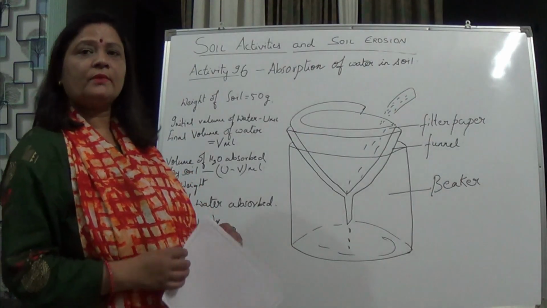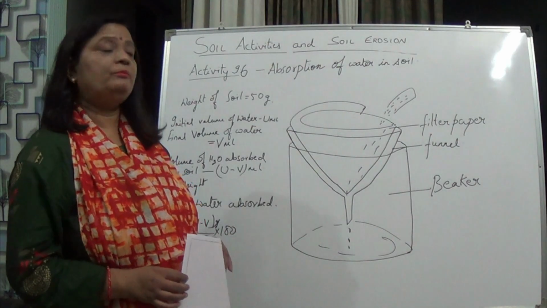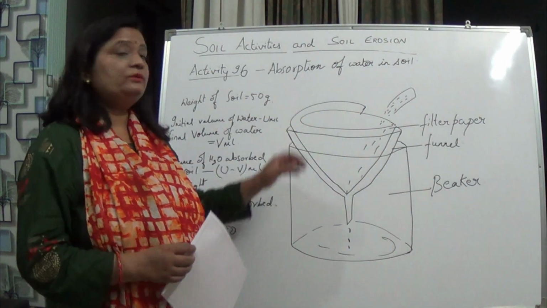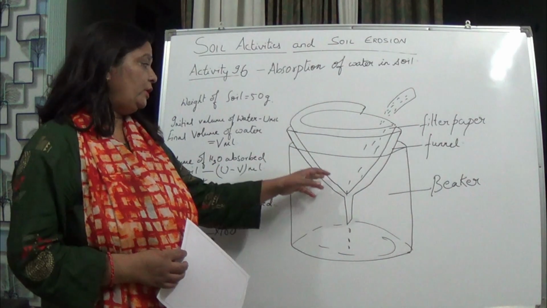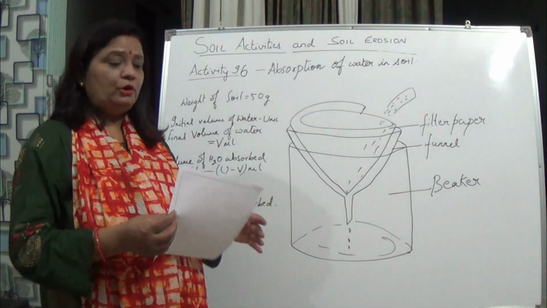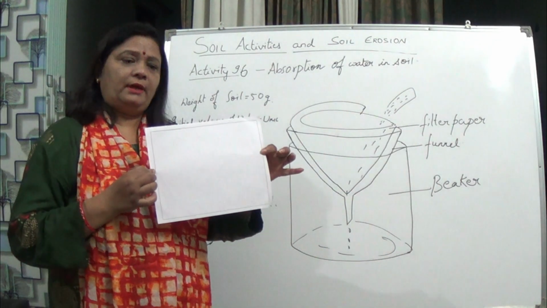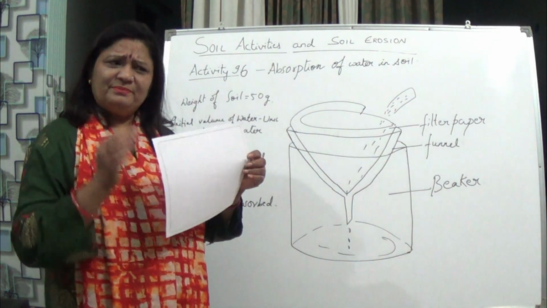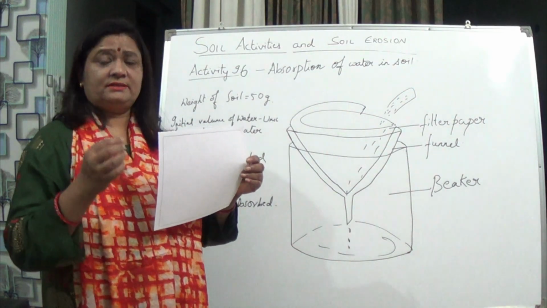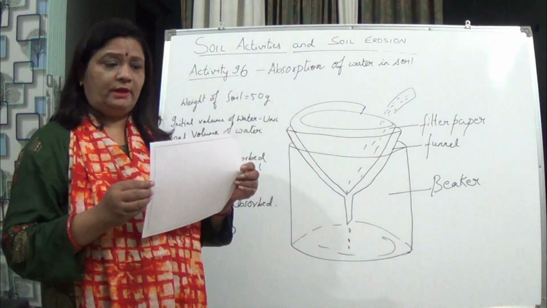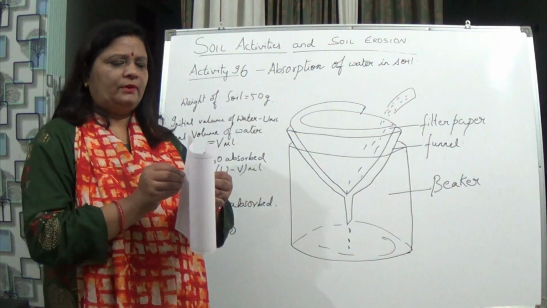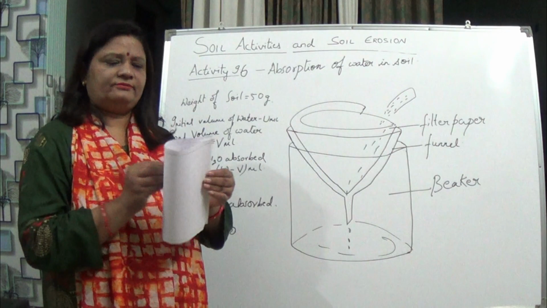Now beta, I am going to show you how you will make the cone of the filter paper or any paper, so that you can add the soil and put it in the funnel. You will take any paper, newspaper, any thin paper, but it should be such that the water can move through it. Just fold it into half.